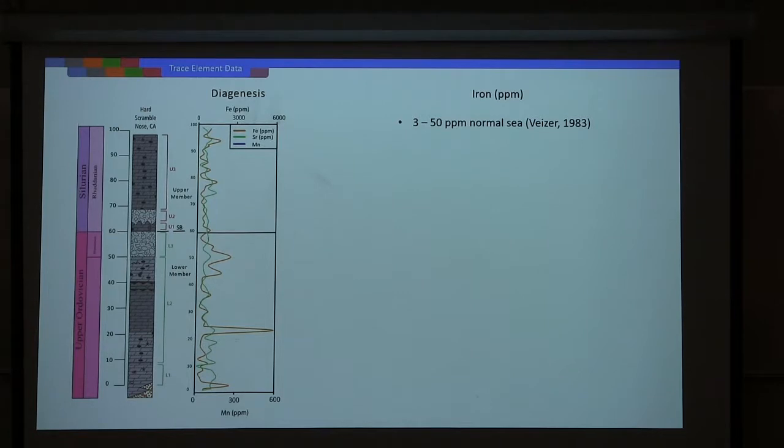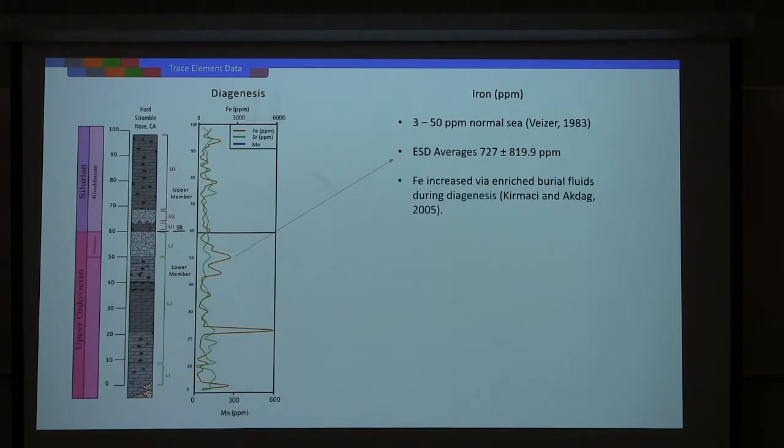Next, looking at iron. Iron has average values of 3 to 50 parts per million for carbonates deposited under normal seawater conditions. The Ely Springs dolomite averages 727 parts per million. So we're probably seeing an increase in iron because under burial diagenesis, there's probably an influx of fluids that are enriched in iron that are being delivered to the Ely Springs dolomite.